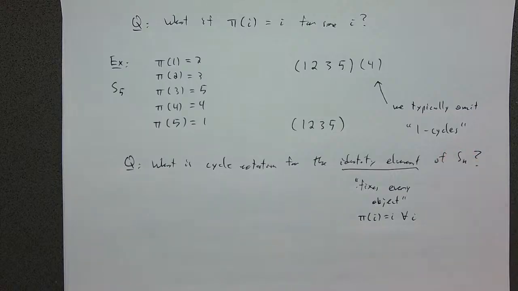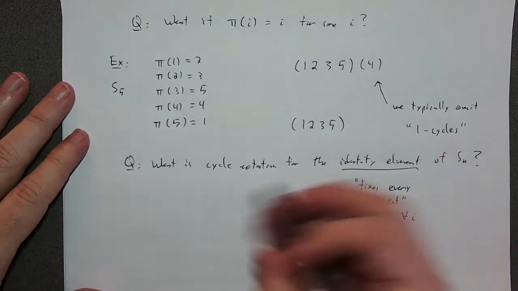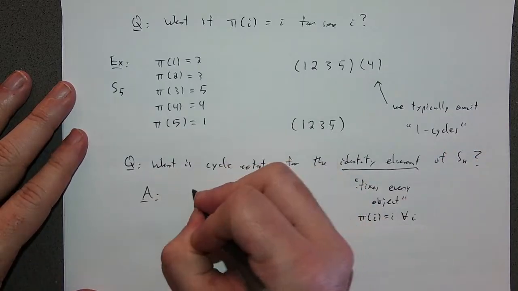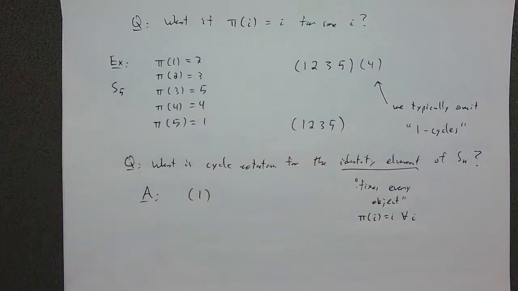If I'm omitting all the one cycles, I would omit everything here. So the way that this is written typically is the single one cycle 1. It's understood there that this is the permutation that fixes every object. It fixes 1, and all the others, 2, 3, 4, 5, and 6, 7, and so on, don't show up, so they can be assumed to be fixed.